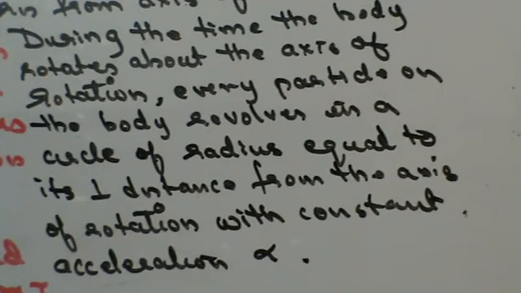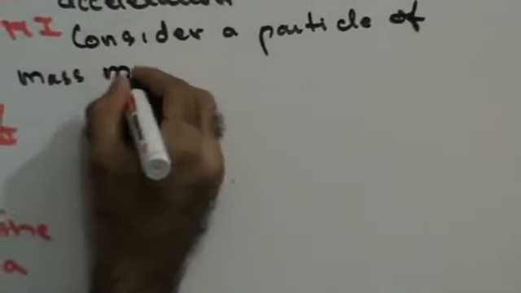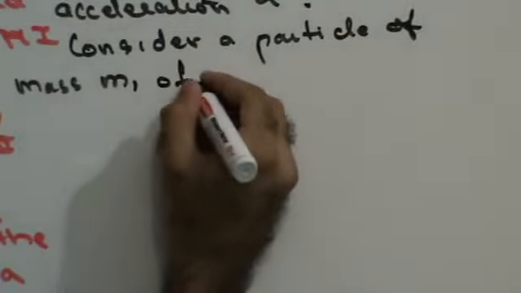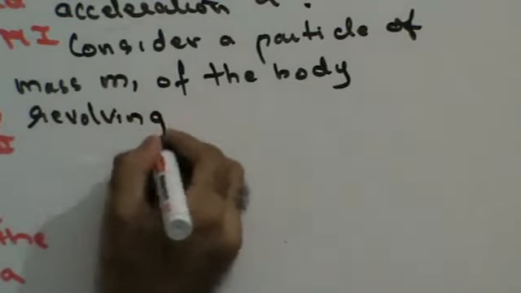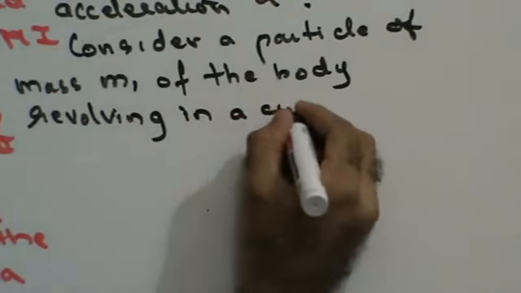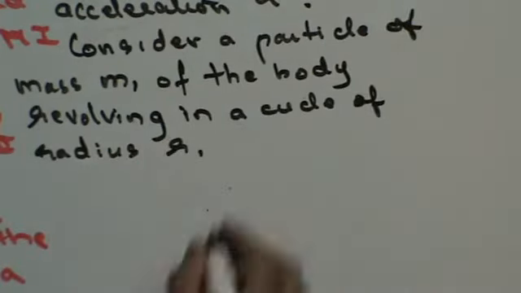What this means is that every particle in the body is moving in UCM. This shows that every particle of the body is moving in UCM, so now I'm going to consider the UCM theory. Consider a particle of mass M1 of the body revolving in a circle of radius R1 with angular acceleration alpha.